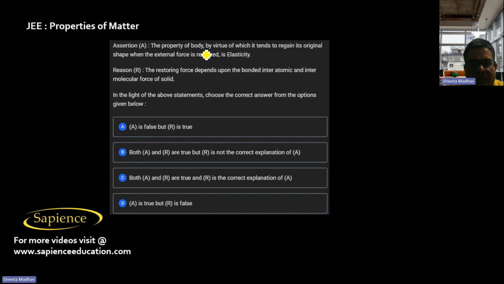Then it is told that the property of a body by virtue of which it tends to regain its original shape when the external force is removed is called elasticity. It is true, and the restoring force depends upon the bonded interatomic and intermolecular force of the solid. That is also true.